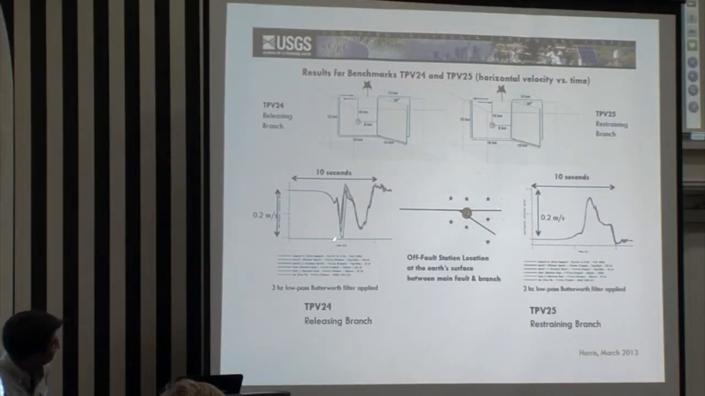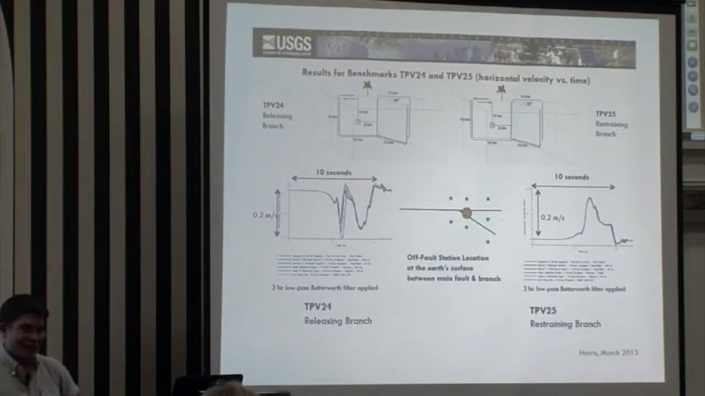For the releasing branch, the overall shape between the different codes agrees pretty well. For the restraining branch, it agrees a lot better. And so they're doing pretty well. They're pretty confident that the codes are agreeing, and this is doing what they want. So there is this framework now for adapting the benchmark into the parameter study that I want to do.